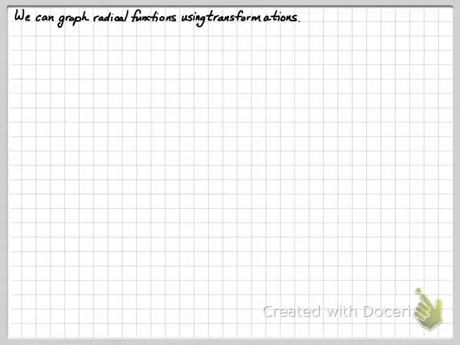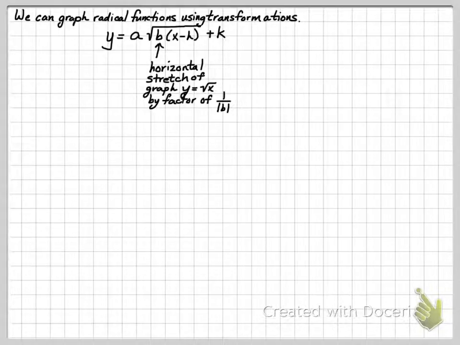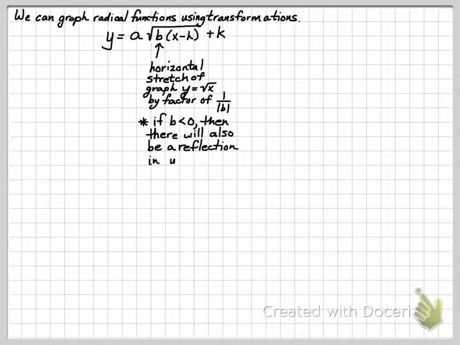So, we can use radical functions then. We can graph radical functions using transformations. Let's look at how this might work. If we took y is equal to a times the square root of b times x minus h, plus k, you're looking at, first of all, a horizontal stretch of our graph by a factor of 1 over the absolute value of b. And if b was negative, that would be followed by a reflection in the y-axis.